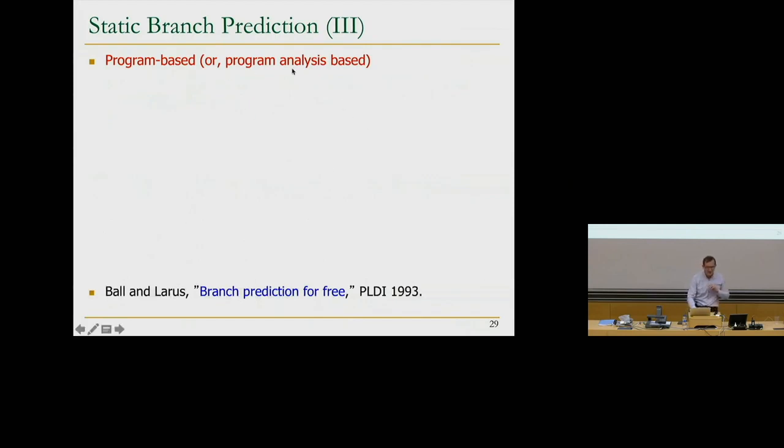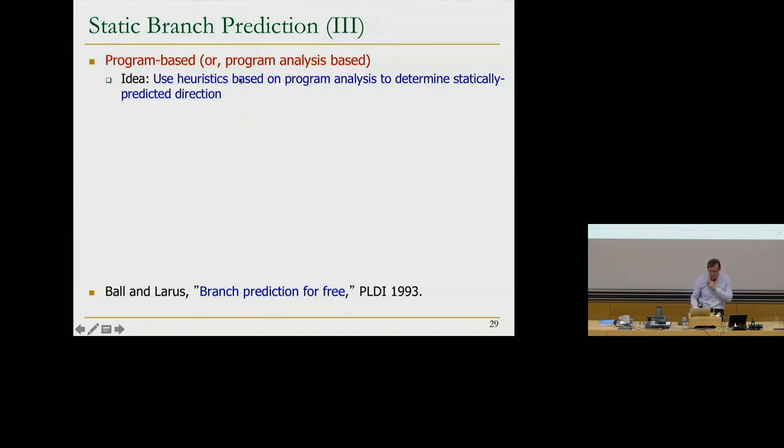So that's another interesting part. Basically, you can have static branch prediction that's program-based or program analysis-based. This is a seminal paper by Tom Ball and Jim Larus. Jim Larus is the dean of the School of Computer and Communication Sciences at EPFL. He was at Microsoft Research before. This is a very interesting work that says you can use heuristics based on program analysis to determine the statically predicted direction.